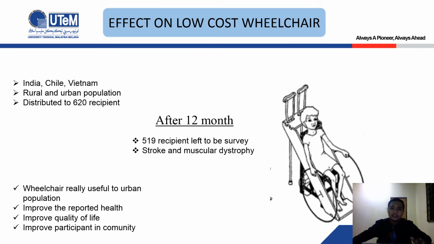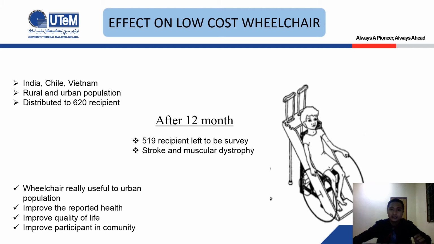Okay, the next research is the effect of low-cost wheelchairs. The tests were held in India, Chile and Vietnam. These countries were chosen because of their rural and urban populations, where persons with disabilities cannot afford a wheelchair. So around 620 basic wheelchairs were distributed to recipients, and the recipients needed to use them for 12 months in their daily life.